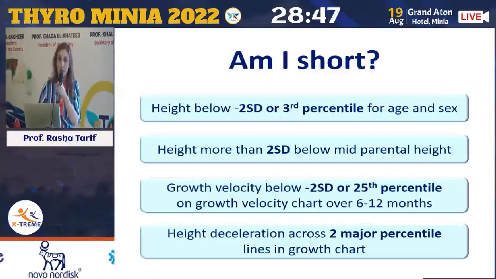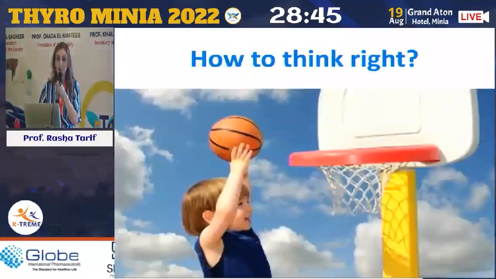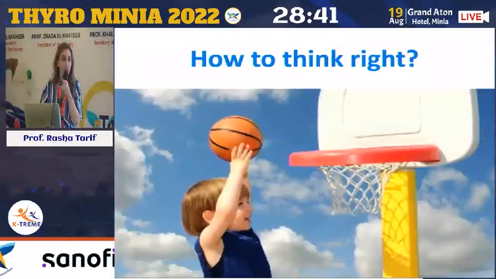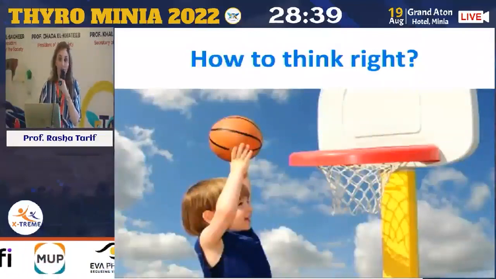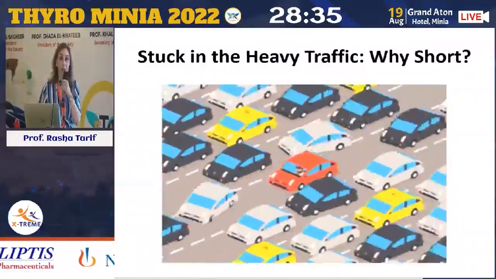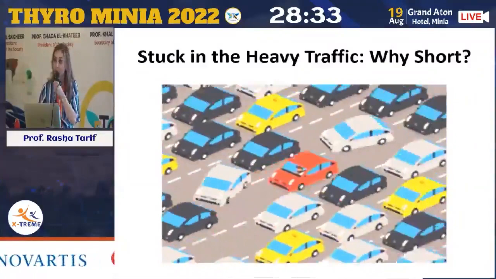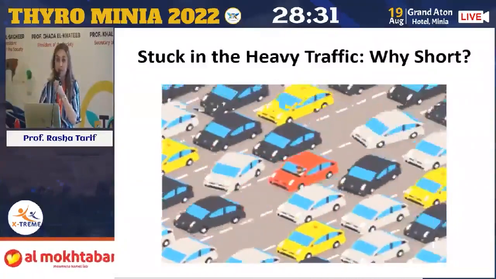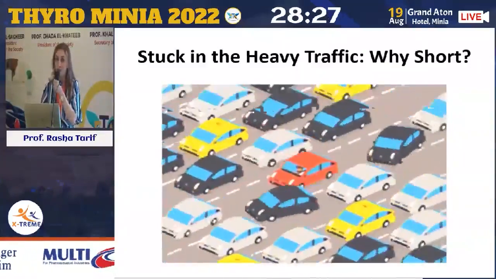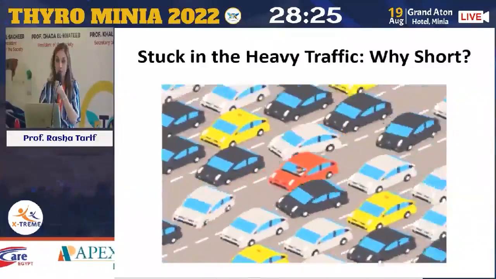2 major percentile lines. And this is a really difficult question, how to think right about a case of short stature, because it's really not simple dealing with a child with short stature. We could be stuck in the heavy traffic in answering this question. Why is the child short?